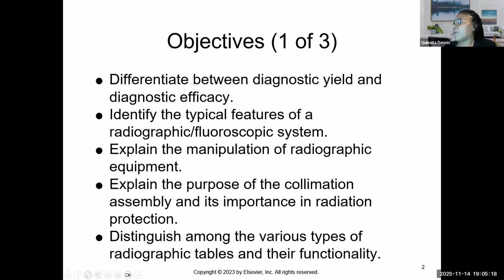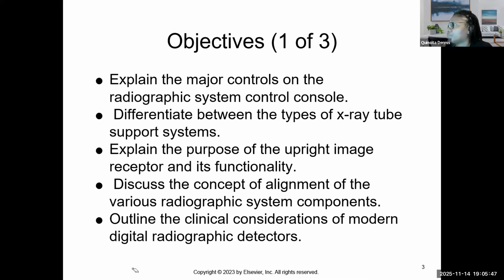Differentiate between two terms that they gave us: diagnostic yield versus diagnostic efficacy. Identify the typical features of a rad fluoro system. Explain the manipulation of your X-ray equipment. Explain the purpose of collimation and the importance that it holds in terms of radiation protection. Distinguish among the various types of radiographic tables and their functionality. It went over two different types of tables. Explain the major controls of the radiographic system control console or generator, so to speak.